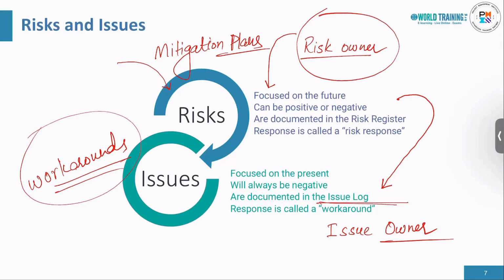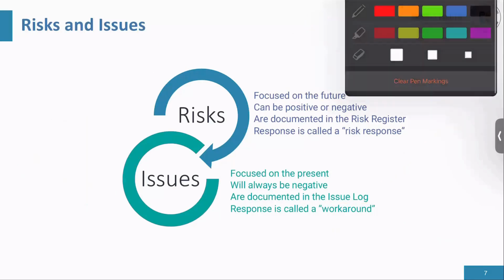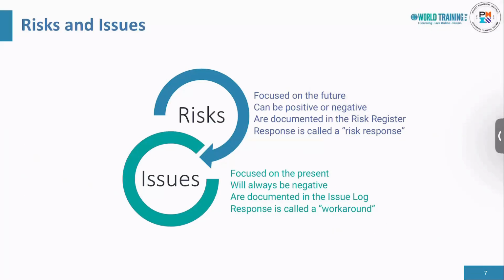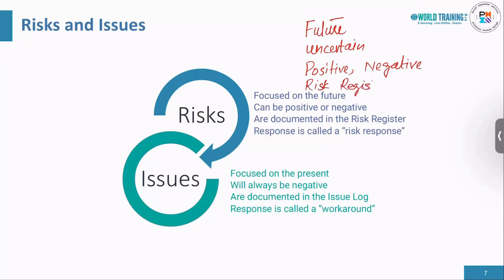So if I summarize our discussion with regard to the differences between risks and issues: risks are future events. They are uncertain. The impact of a risk could be positive as well as negative. Risks are documented in the risk register, and we define mitigation plans to manage risks.